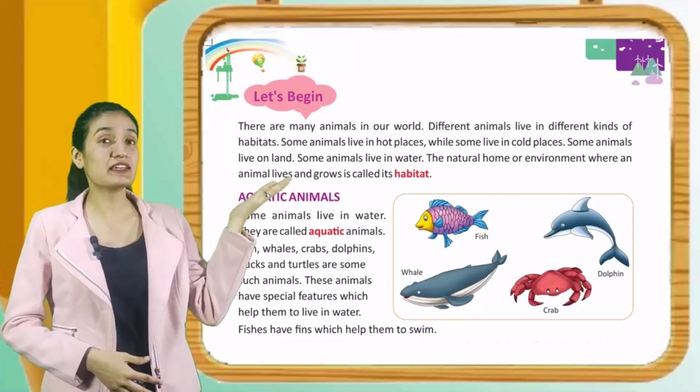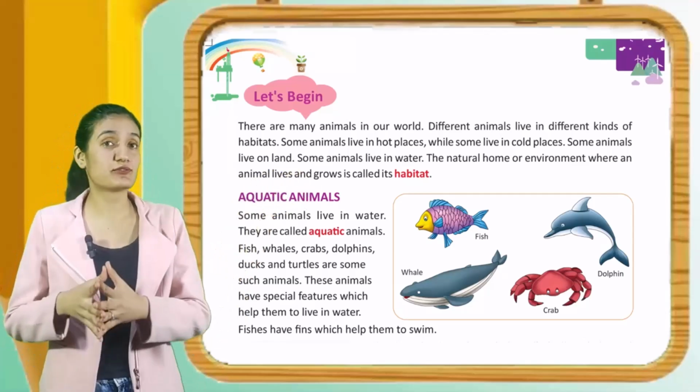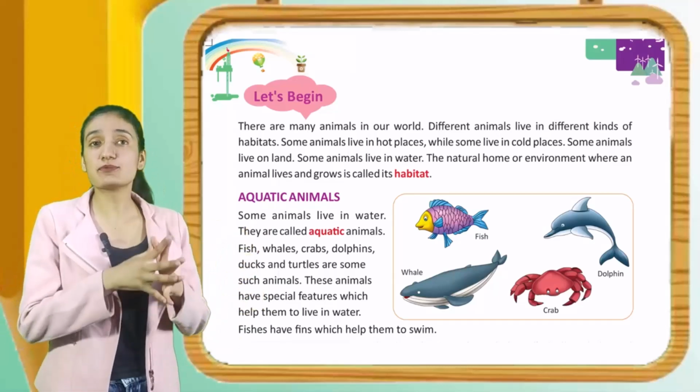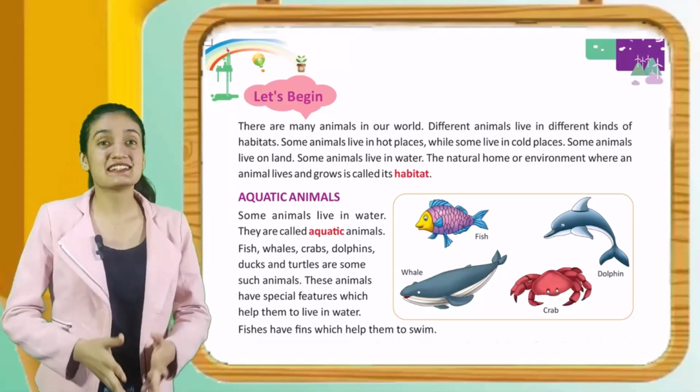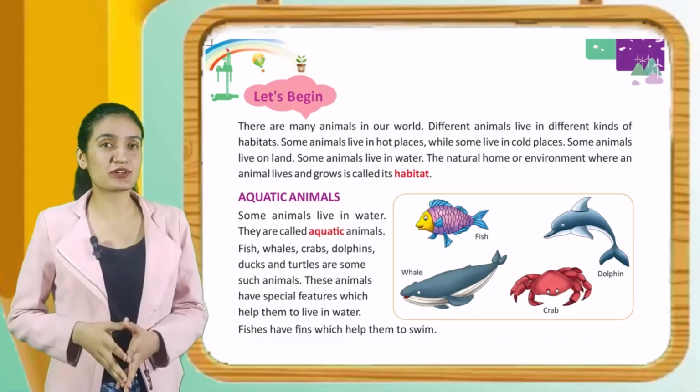Now, first of all, let's read about aquatic animals. Some animals live in water. They are called aquatic animals. Fish, whales, crabs, dolphins, ducks and turtles are some such animals. These animals have special features which help them to live in water.